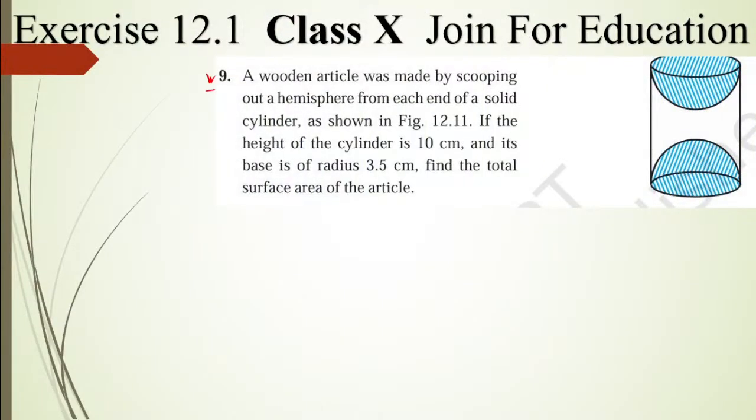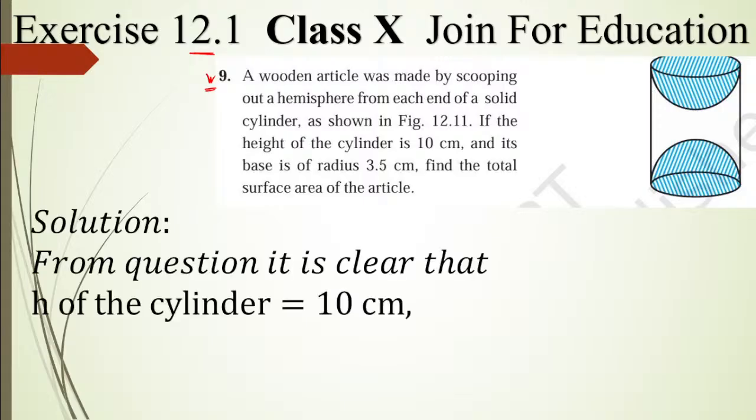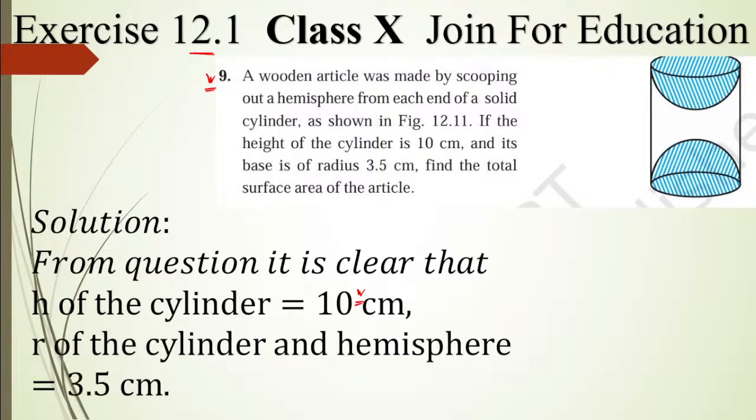Let's see question number 9, or this is the last question of exercise 12.1. From the question it is clear that h of the cylinder equals 10 centimeter, and the radius of the cylinder and hemisphere, according to the question, is 3.5 centimeter. Hope that there is no problem to understand up to this step.